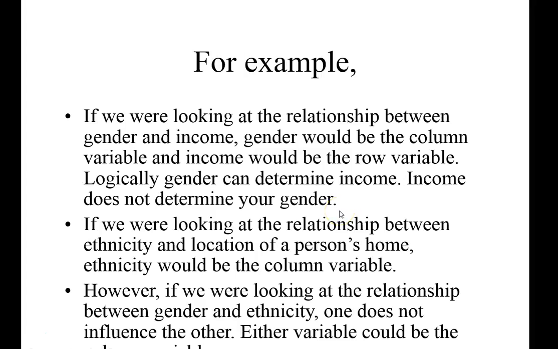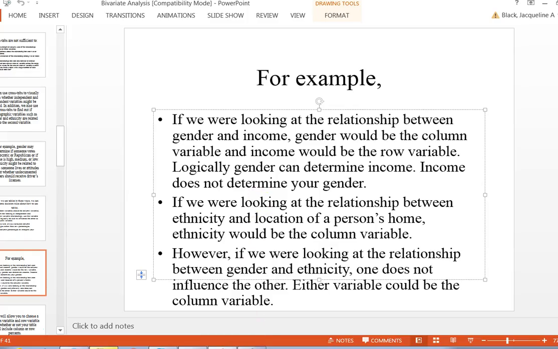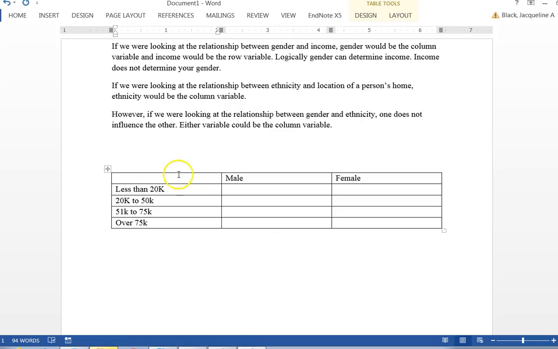For example, if we were looking at the relationship between gender and income, gender would be the column variable. I'm going to jump over here to this, that I've drawn. So if we're looking at the relationship between gender and income, gender is our column variable and income would be the row variable. Now think about this. Logically, income does not determine whether you're male or female, but being male or female may determine the income.